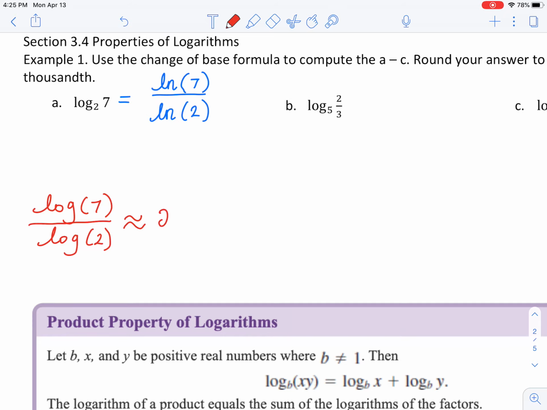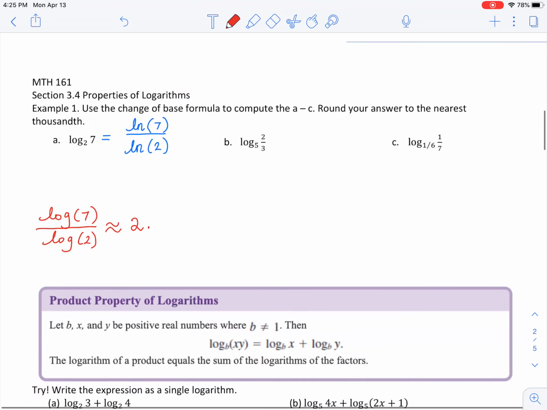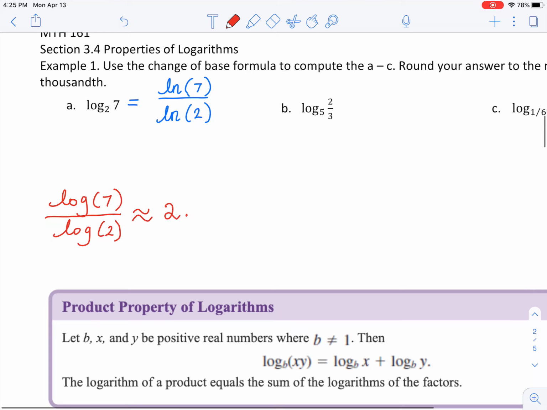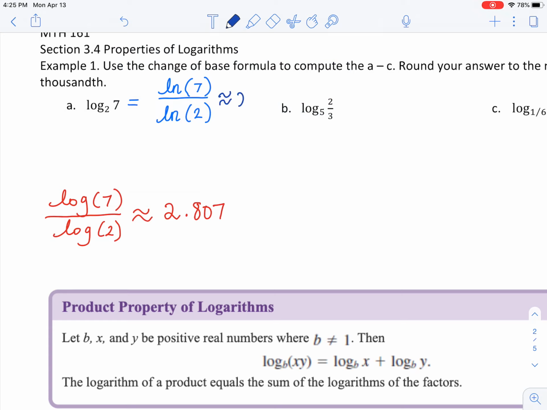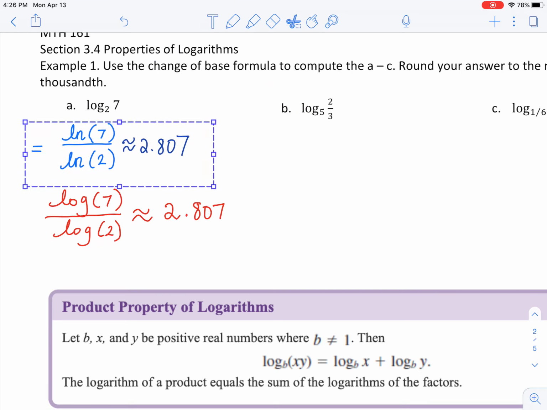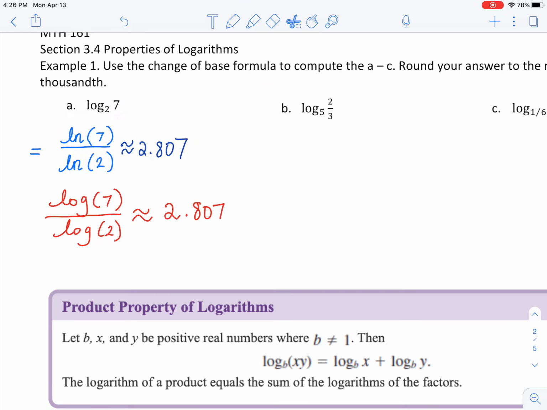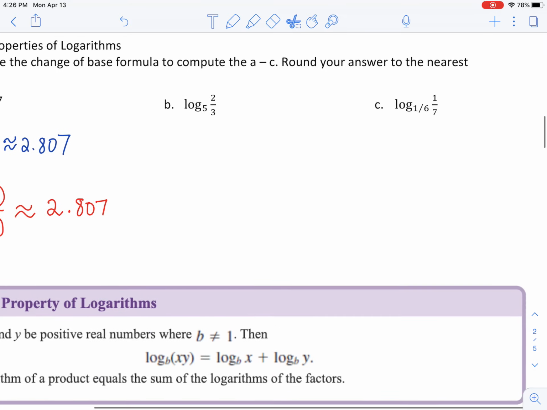This answer is approximately 2. They wanted you to round to the nearest thousandth, so I'm going to give them 2.807. And you saw how this one was also 2.807. So it's up to you. If you like natural log, then you use your ln. If you like common log, then you can use log. You don't have to do both of them. All right, let me do B and C, okay?